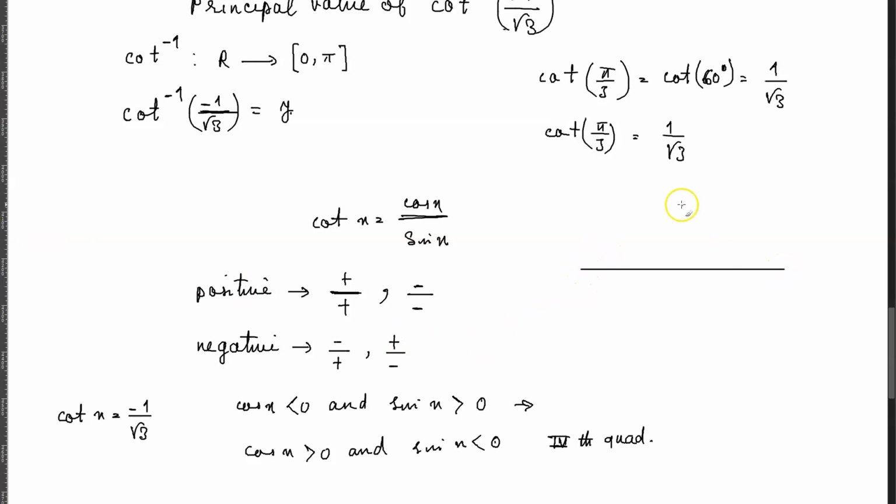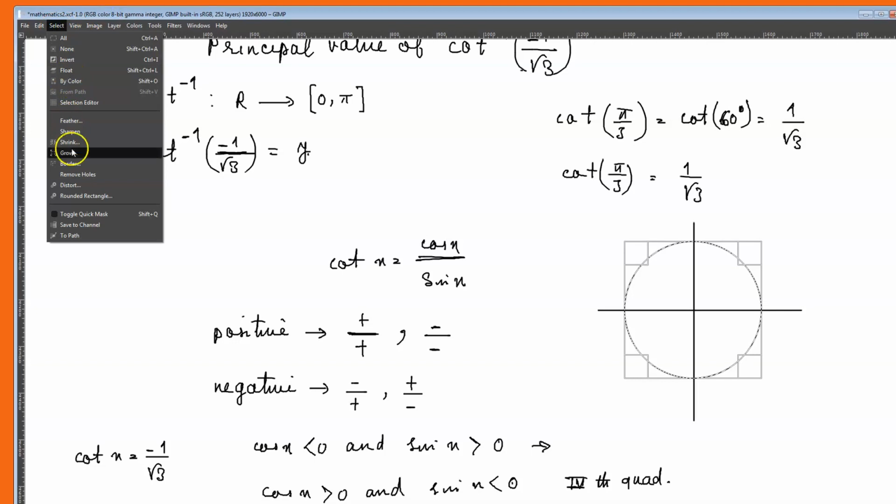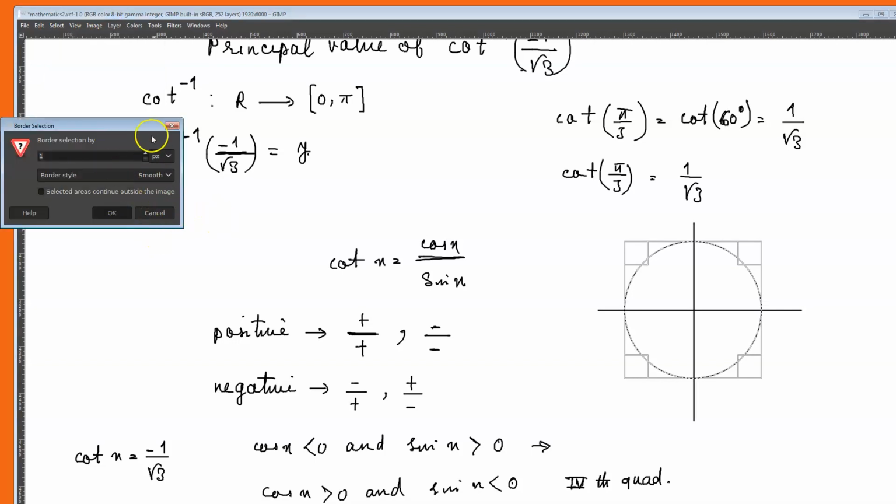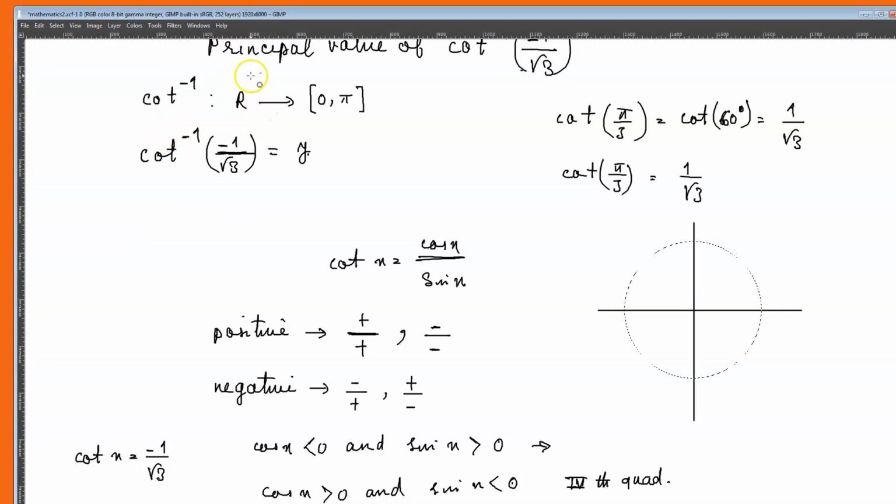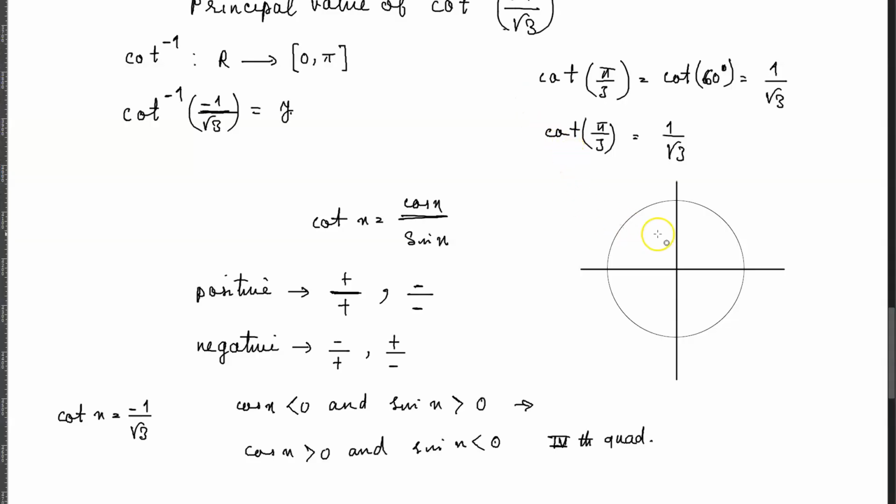So I draw a unit circle again, and I go over here and draw a circle over here. So select the border, and I draw a unit circle again, and then I have again my angle, which is 60 degrees, 15, 30, 45, and 60. And so I know that my angle is not in the third quadrant.